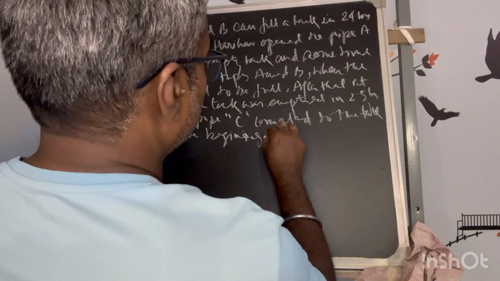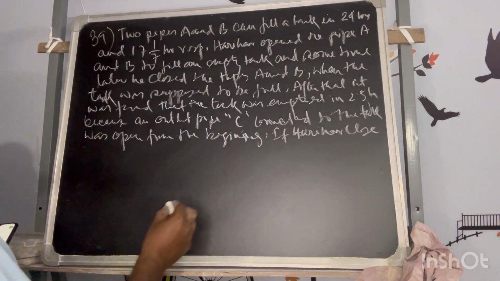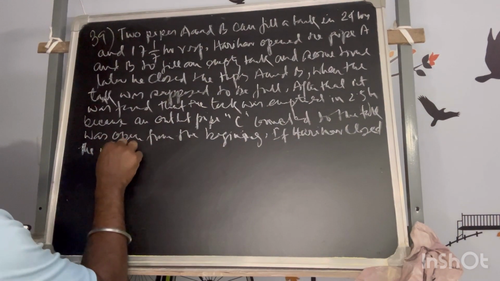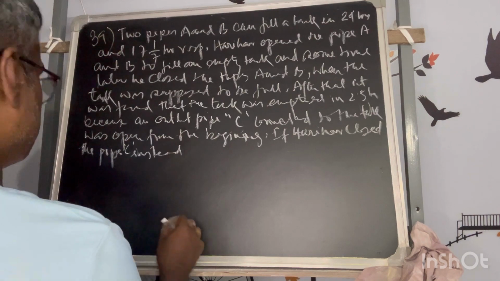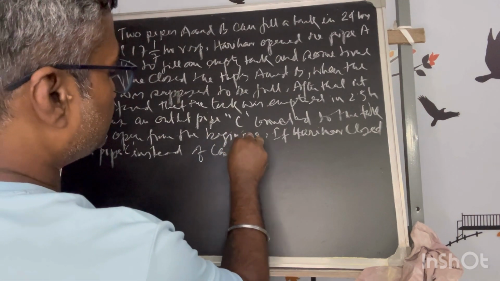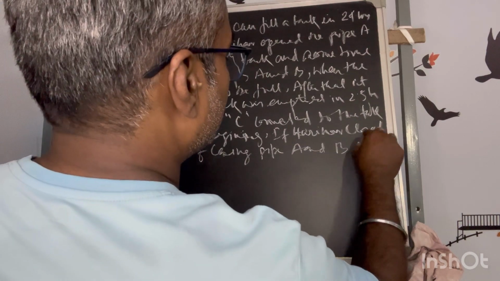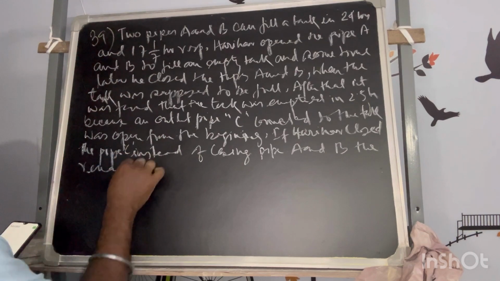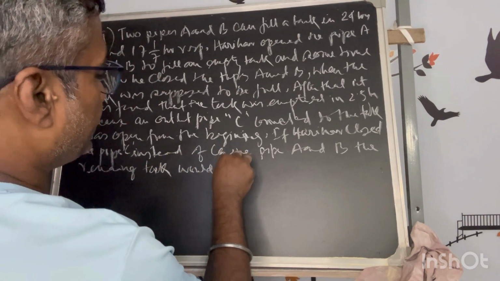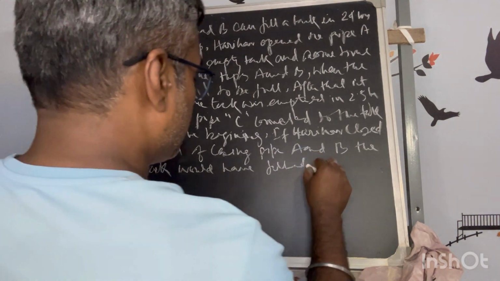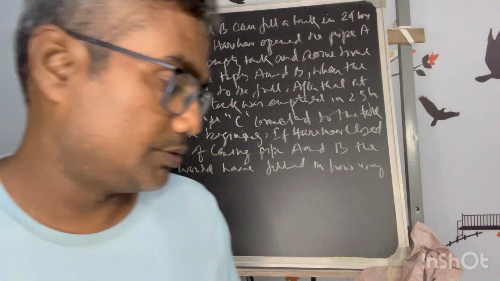If Harihar closed the pipe C instead of closing pipes A and B, the remaining tank would have filled in how many hours? So fine.